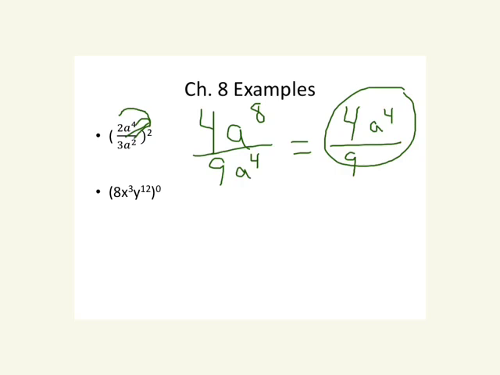Our last example is a pretty easy one. As you can see, we have 8x cubed y to the 12th raised to the 0 power. Anything to the 0 power always equals, guess what? 1. Pretty simple there. So that one we don't even need to worry about, well, hey, we've got to take the 0 and distribute it and do all that stuff. We don't. Anything to the 0 power equals 1. So that whole set of parentheses raised to the 0 power is just going to equal plain old 1.